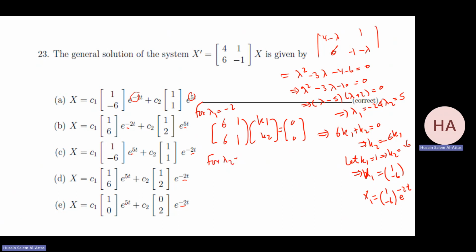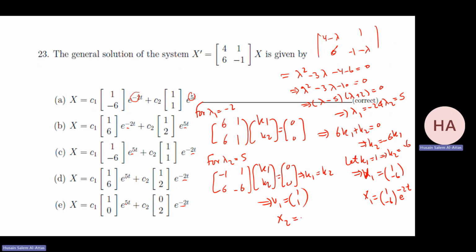Now for lambda 2 equal 5, what will you have? Minus 1, 1, 6, minus 1, minus 5, minus 6, times K1, K2 equal 0, 0. Very clear, I have K1 equal K2. So V2, 1, 1, and X2 will be 1, 1, e to the 5t. What is the general solution? C1 X1 plus C2 X2, which is this, very clear.